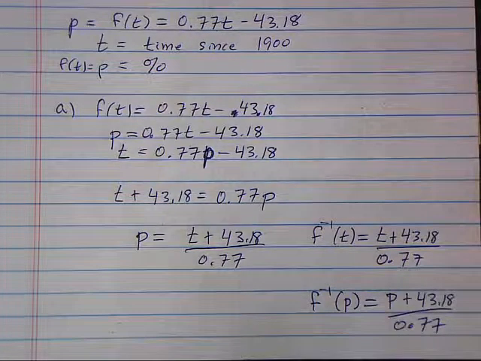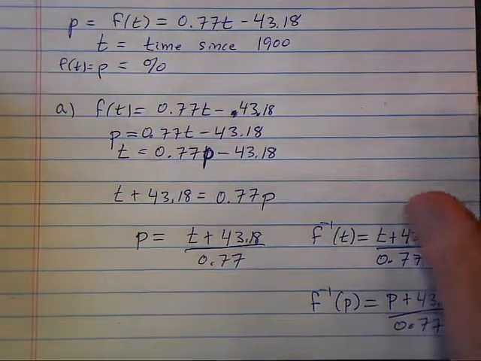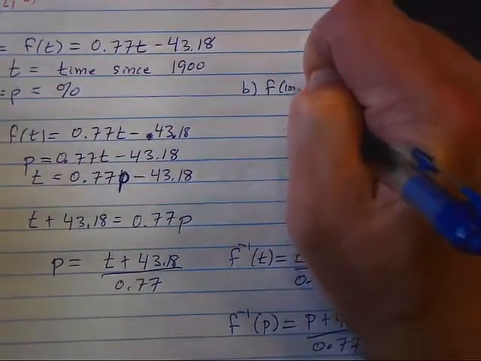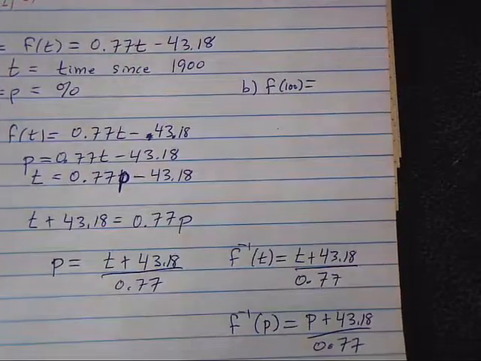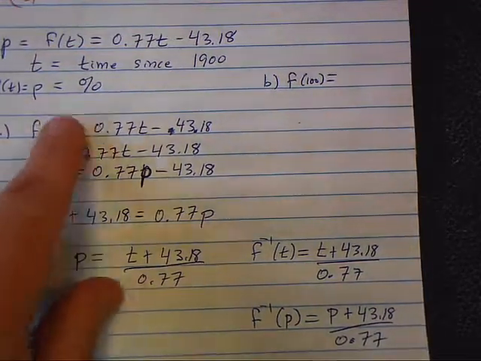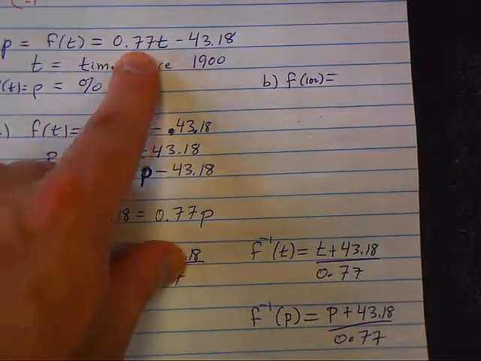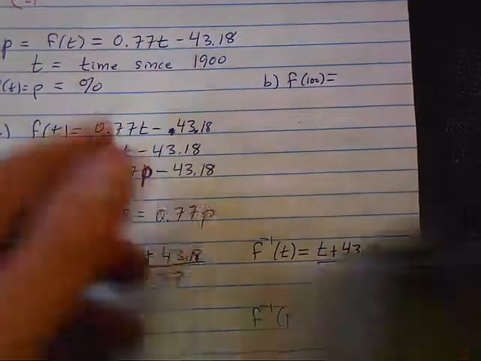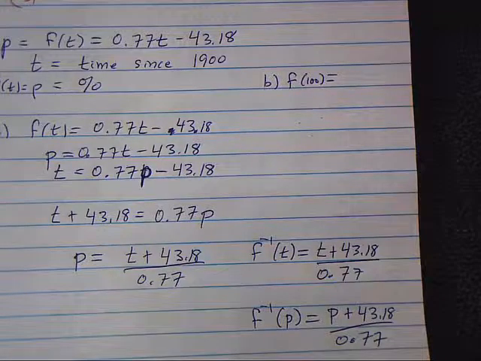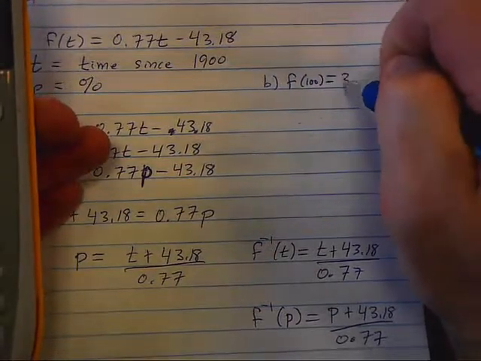Part B. It asks you to find f at 100. So what does that mean to do? Plug 100 in the original problem. So I just plug 100 into the original problem. I'm just going to grab my calculator. 100 times 0.77 minus 43.18. That's 33.82.